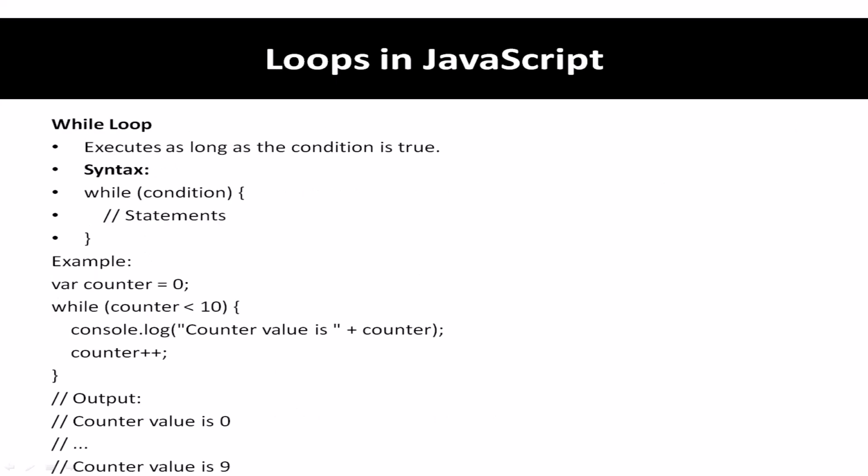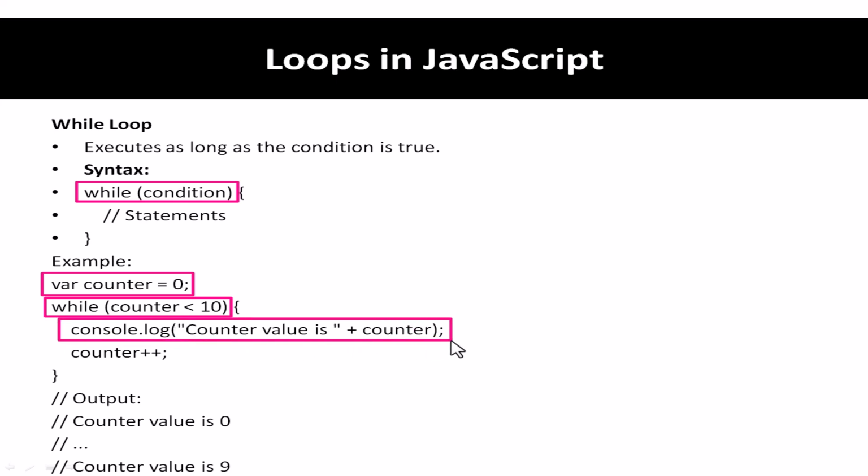Next, the while loop. The while loop is going to check the condition, and at the end of the while loop we are going to give the increment or decrement. Initialization will be done before the while loop. Initialization is done here where counter equal to 0. In the while loop we are going to check counter is less than 10. So 0 is less than 10, then the condition is true. Then it is going to print the console.log, the counter value.